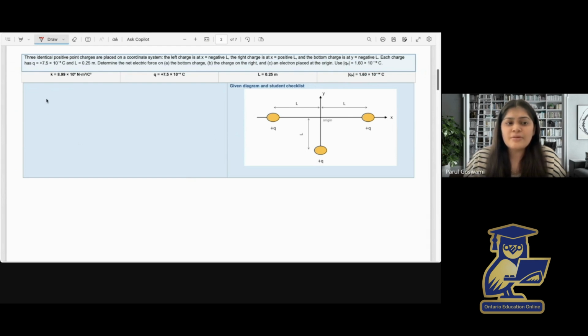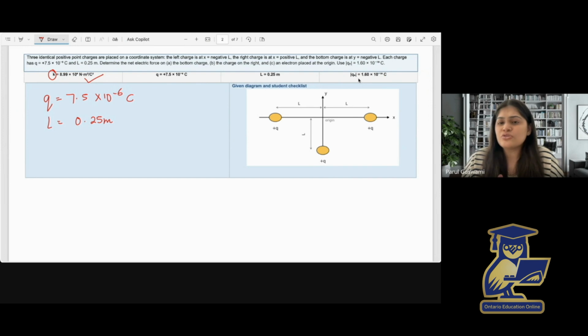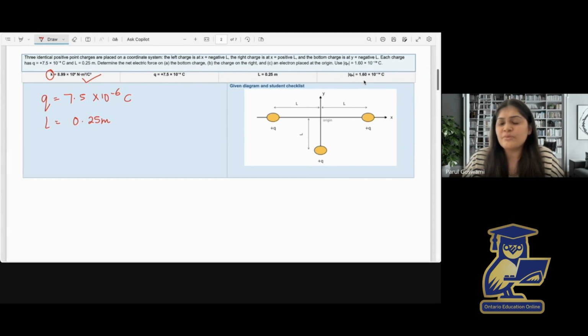So as you can see, the magnitude of all three charges in this setup is the same, which is 7.5 times 10 raised to the power negative 6 coulomb. L is also given to us, which is 0.25 meter. K is the known value, the Coulomb's constant, 8.99 times 10 raised to the power 9 Newton meter square per coulomb. And QE is also given, which is the charge on the elementary particle, 1.6 times 10 raised to the power negative 19 coulomb. So now we have the setup of three charges, and in different parts we are going to find the force on the different charges.